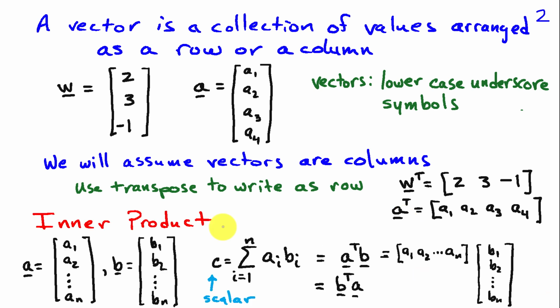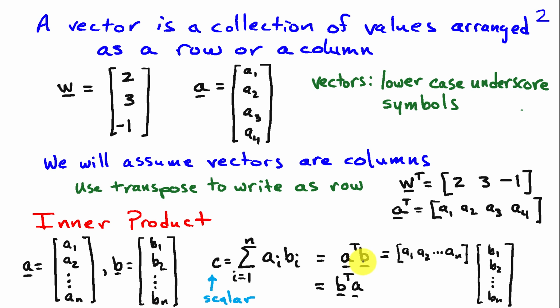Now we can define the inner product, very important idea. The inner product between two vectors, here I've shown a vector a with n elements in it, a1 on up to an, and then I've got another vector b with elements b1, b2, and so on up to bn. And we can define the inner product as the scalar c, which is the sum of the products of the individual elements of a and b. And it's very convenient to be able to write that as a transpose b.